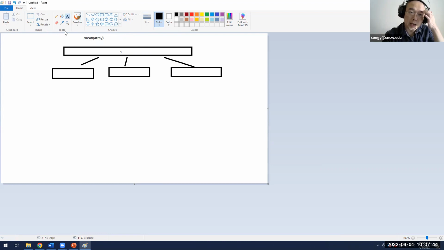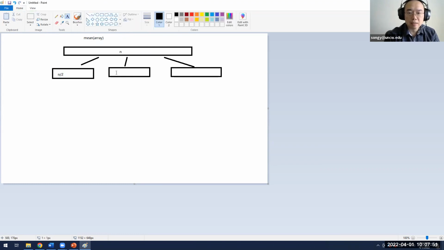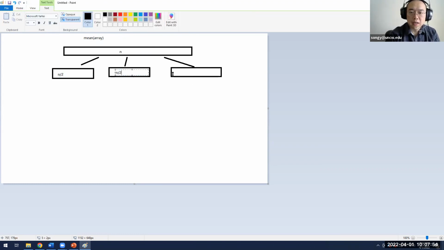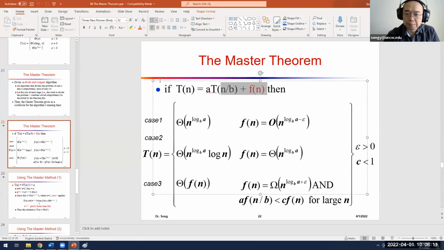And let's say hypothetically, for each of the subproblems, we have n divided by 2, and n divided by 2, and n divided by 2. So we are dividing one problem that has the size n into 3 smaller problems, and each problem has the size of n divided by 2. Let me copy this one here.